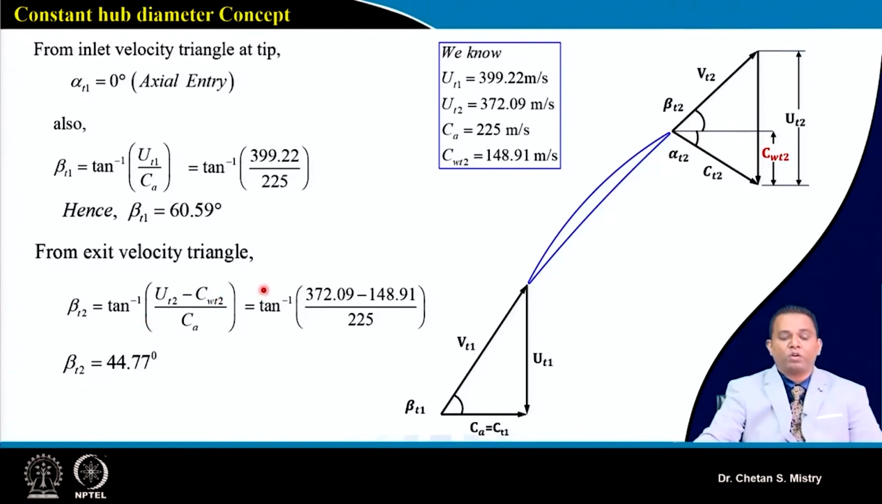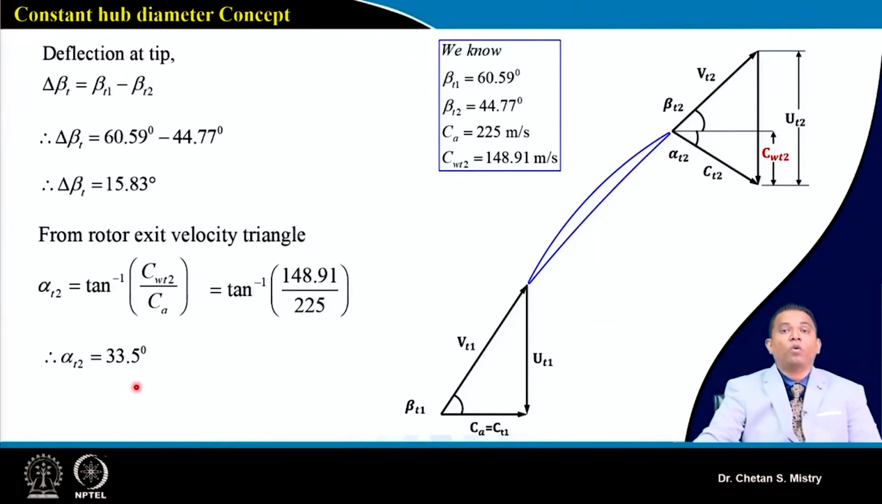In the same way at the exit we can write tan inverse of U2 minus CW2 divided by CA. Since my CW2 we have calculated based on our comparison of aerodynamic work and thermodynamic work, this CW2 is 148.91 meter per second, and that gives beta 2 to be 44.77 degree. Now once we have beta 1 and beta 2, we can calculate our delta beta, and that comes to 15.83 degree. The next step is to calculate alpha 2 and the other velocity components. Looking at the exit velocity triangle, my alpha 2 is tan inverse of CW by CA, and that comes to 33.5 degree.